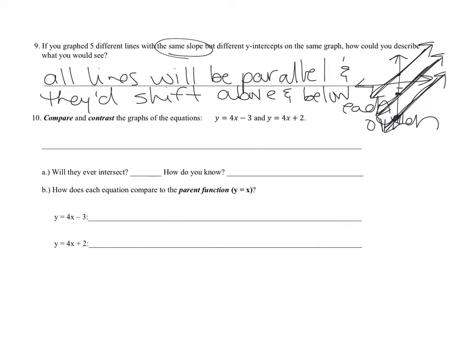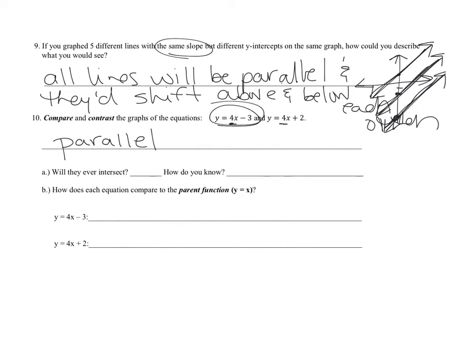When I ask you to compare and contrast your graphs, what I'm asking you to do is really look at the slopes and the y-intercepts and tell me what you can tell me about these two lines based on the fact that you have the slopes and the y-intercepts of them. So for both of these equations, if you look at the slopes, both the slopes are 4, right? If I were to graph those, since the slopes are 4, they would be parallel to each other. Now the y-intercepts are different, right? So the first one would be below the second one, or you could say the second one is going to be above the first one, right?